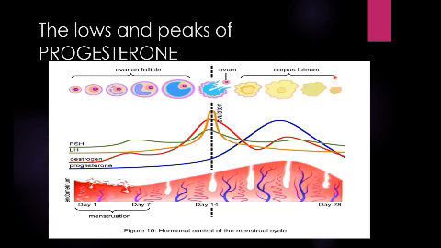Now let us talk about hormone P, the lows and peaks of progesterone. In the luteal phase, right after ovulation, we expect the corpus luteum to produce progesterone in order to prepare the uterine lining, or rather the endometrium lining, for possible implantation.